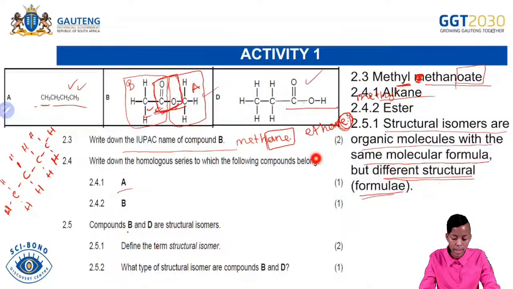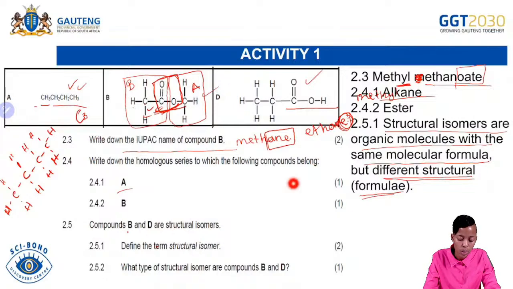Then we said same molecular formula, so we can check that. How many carbons does this one have? It's 1, 2, 3 carbons, so we write C3. How many hydrogens? 1, 2, 3, 4, 5, 6 hydrogens, so we write H6. And then how many oxygens does this one have? It has 1, 2 oxygens. So that would be the molecular formula of the ester.